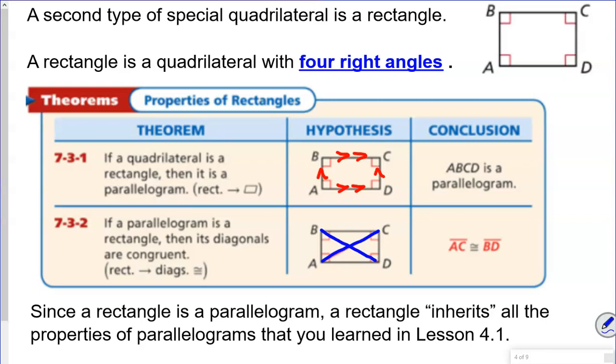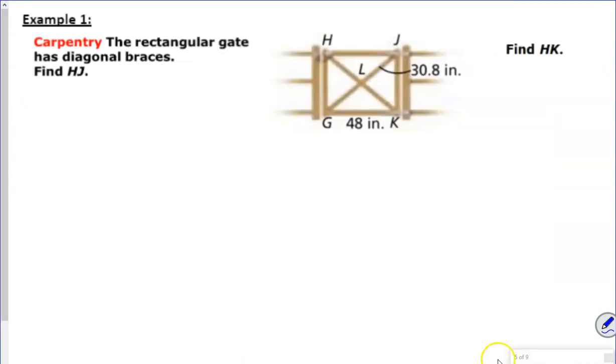Now, what that also means is now all 4 of these are congruent because they still bisect, guys, because all the properties that we learned about a parallelogram apply to a rectangle, okay? So that means our opposite angles are congruent. Our consecutive angles are supplementary, which means they add up to 180. So a rectangle inherits all the properties of a parallelogram that we learned in lesson 4.1.